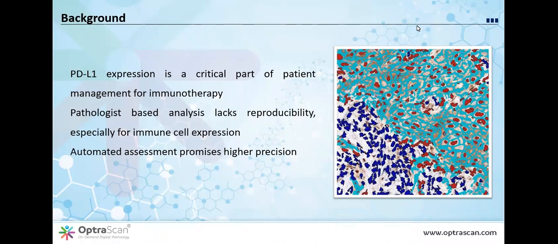Some of the scoring systems require scoring expression on tumor cells only as a percentage. Others require also assessment of expression on associated immune cells, mainly macrophages, but also T cells. This is extremely complicated and very difficult to do. I just want to spend a moment or two looking at what that challenge is.